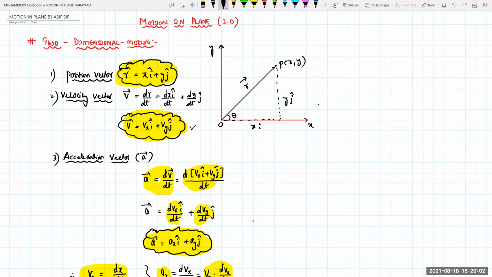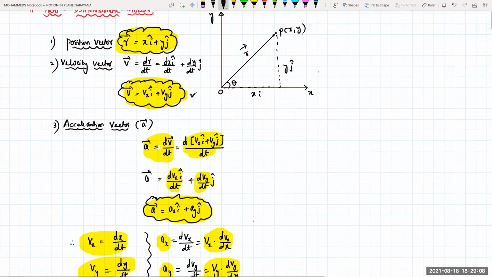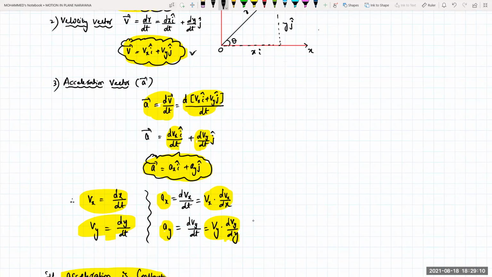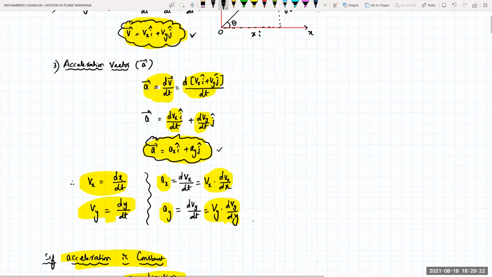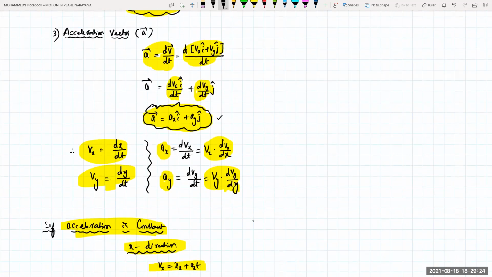So velocity in motion in a plane is calculated with the formula v bar is equals to vx i cap plus vy j cap. Once I know the velocity, I can also calculate acceleration. a is equals to dv by dt. So it is d of vx i cap plus vy j cap by dt. That means acceleration in two dimensions will be ax i cap plus ay j cap. Clear? Horizontal velocity is dx by dt.